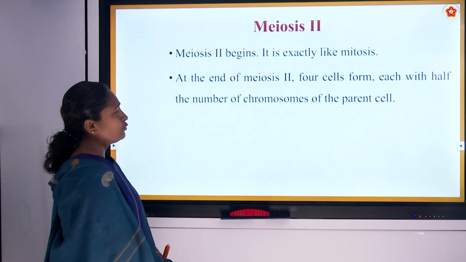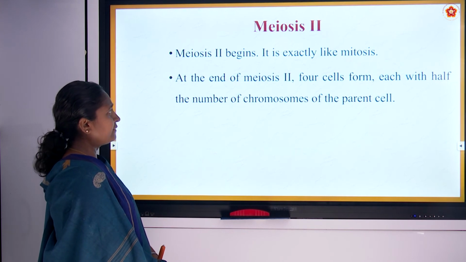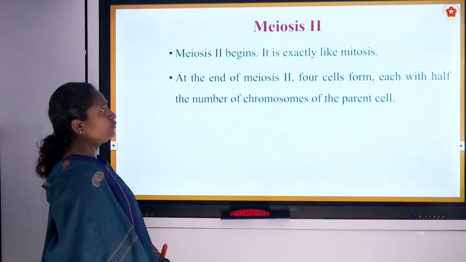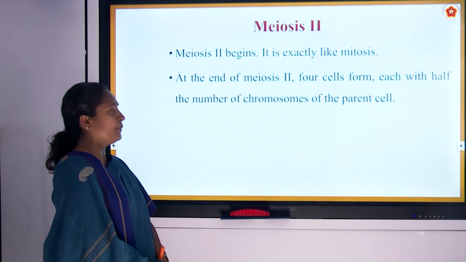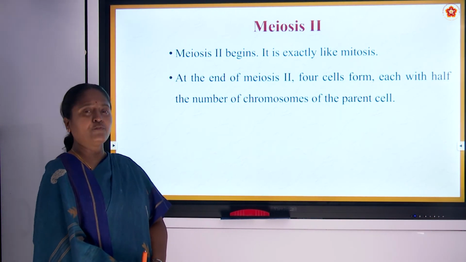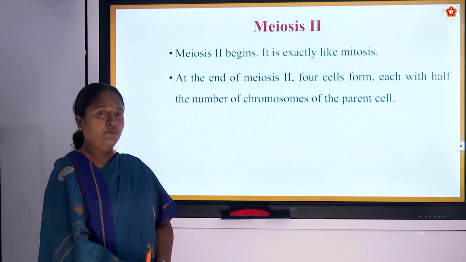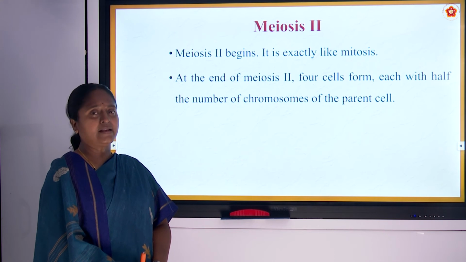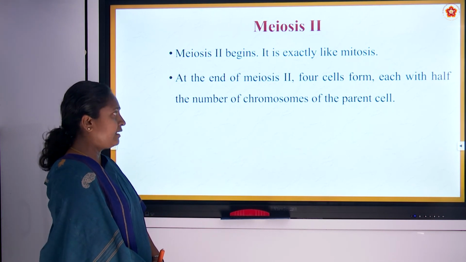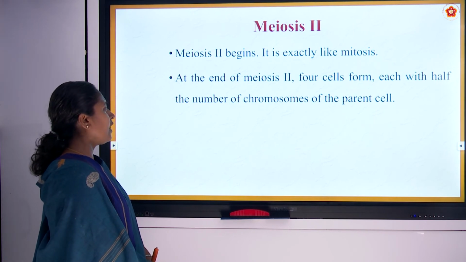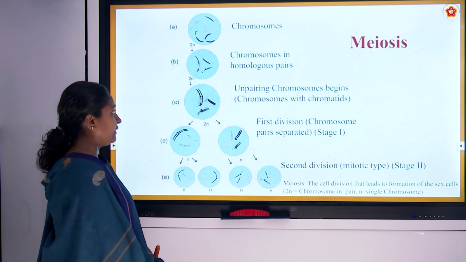Now in meiosis 2, or phase 2, what is happening? Meiosis 2 begins exactly as it does in mitosis, the same thing is happening. At the end of meiosis 2, we will get 4 cells, right? Each cell we got at the end of phase 1 now undergoes division. So at the end we get 4 cells, and the half number of chromosomes of the parent is still maintained here.